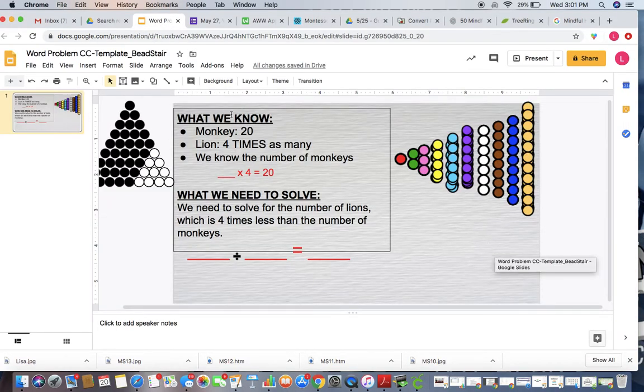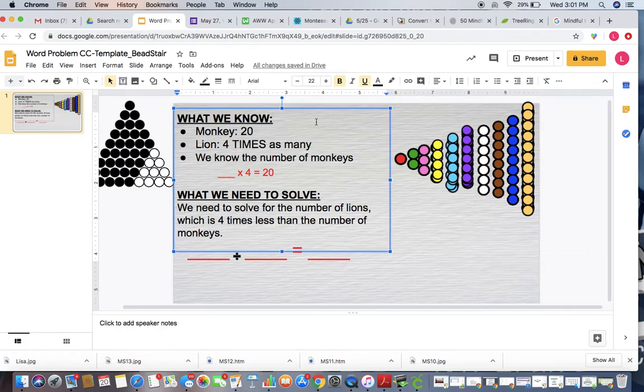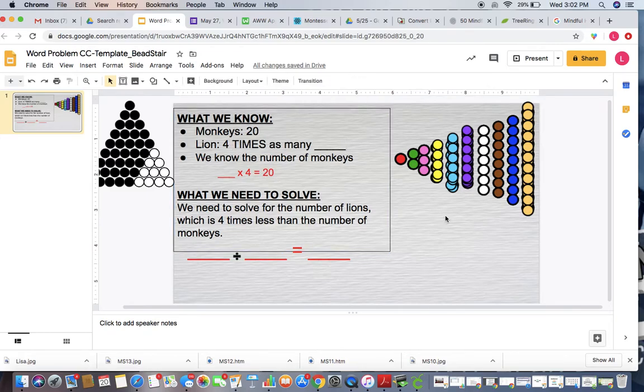The first thing I like to think about is, what do I know? Well, here's what I know so far. I know that there are 20 monkeys in the zoo and that for lions, there's 4 times as many, but I don't know how many lions, right? So we kind of don't know the answer to that, but we just know there's 4 times as many. So basically, we could write ourselves an equation. Some number of lions times 4 equals 20. So that's the equation that we can do.